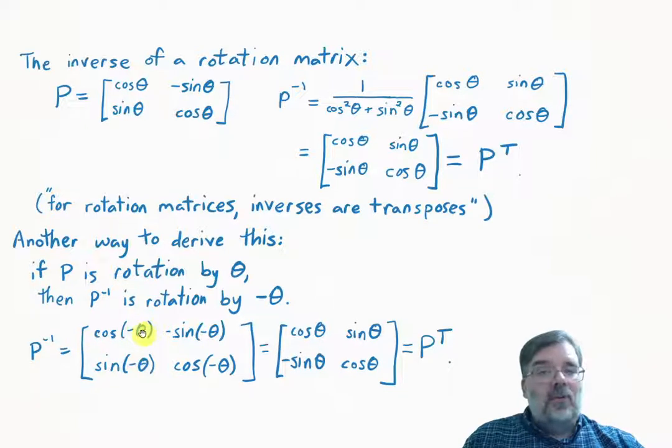But because of the symmetry of the cosine function, cosine of negative theta is the same thing as cosine of theta. And because of the symmetries of odd functions, like sine theta, sine of negative theta is negative sine theta. The negative just comes outside. Negative sine of negative theta is negative negative sine theta. Those two negatives cancel out. At the end of the day, just either one of these explanations, whichever one makes the most sense to you, they both lead you to the same observation. For rotation matrices, inverses are transposes.